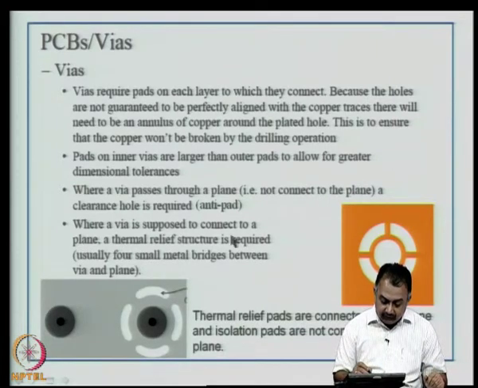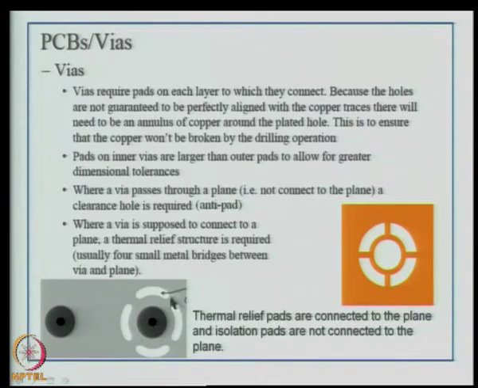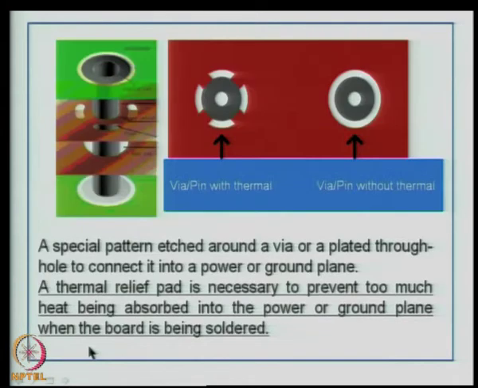But when a via is supposed to connect to a plane, a thermal relief structure is given. As you can see here, this is a thermal relief design, this is also a thermal relief design. You can see that there is a cutoff between these short pads with a gap. It can actually be a complete copper area, but spacing is provided so as to provide thermal relief. So, thermal relief pads are connected to the plane, whereas isolation pads are not connected to the plane. But why do we require a thermal relief pad? Before we go into that, I would like to explain once again with another picture.